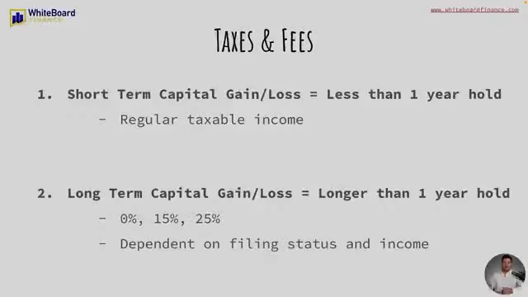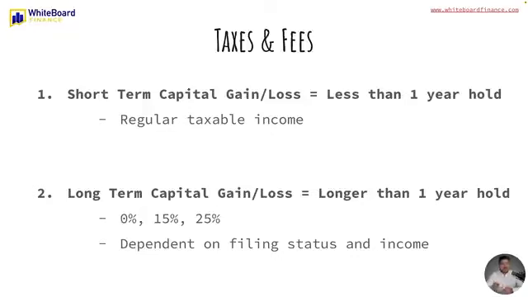So what you guys need to know is the durations. A short-term capital gain or loss is less than a 1-year holding period. This is considered a regular taxable income. So say, for example, you bought a stock on April 1st, 2022, and you sold it on May 1st, 2022. This would be a short-term capital gain or capital loss because you held on to this security for less than 1 year. This is taxed at your regular taxable income level. So whatever that percentage may be, that's what you're going to get taxed at.